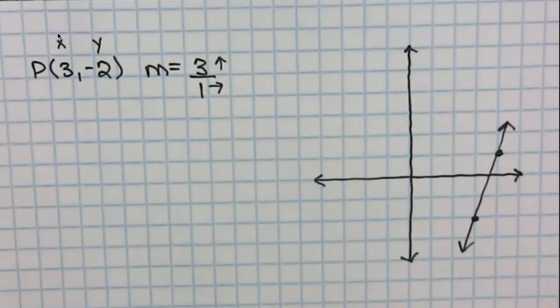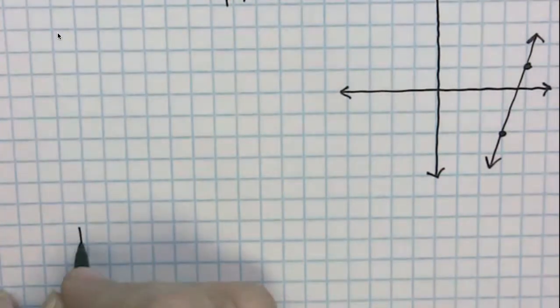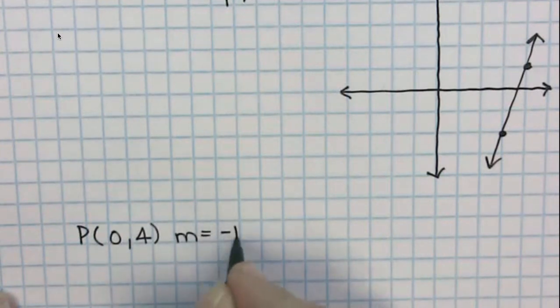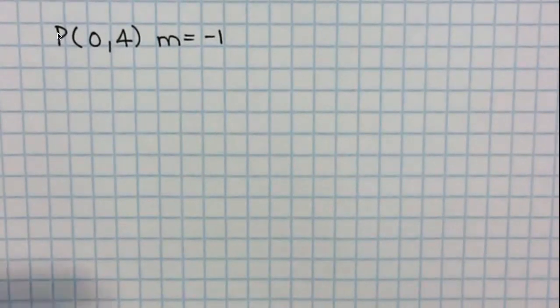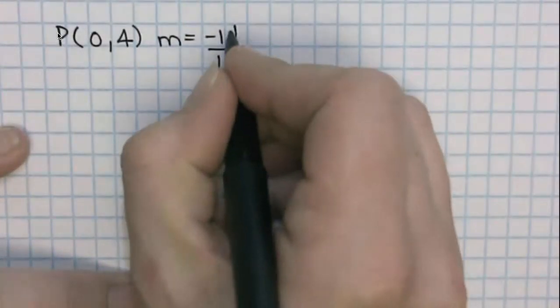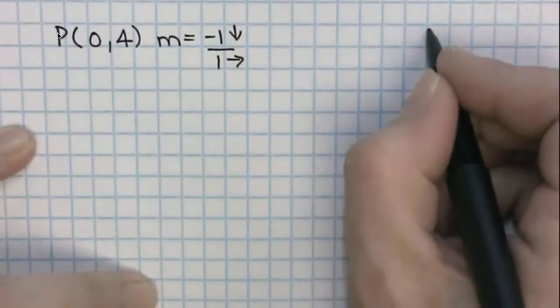Now we have a point at 0, 4, and a slope of -1. And so since my slope is not giving me directions, I'm going to put a 1 under it. This means I'm going to go down 1 to the right 1 from my point. And draw my graph.